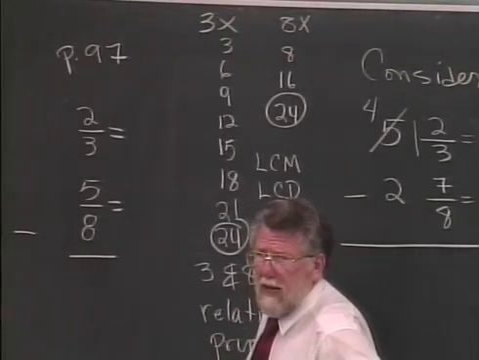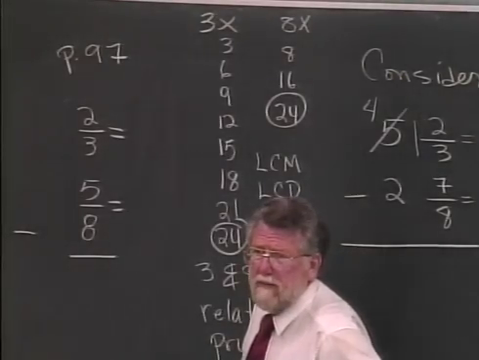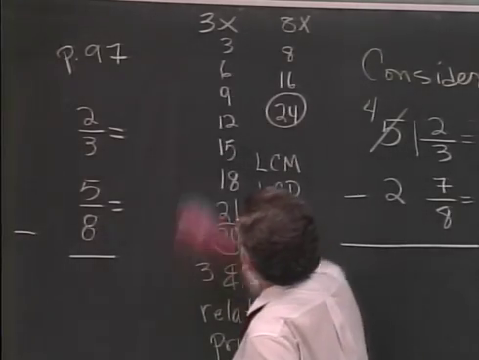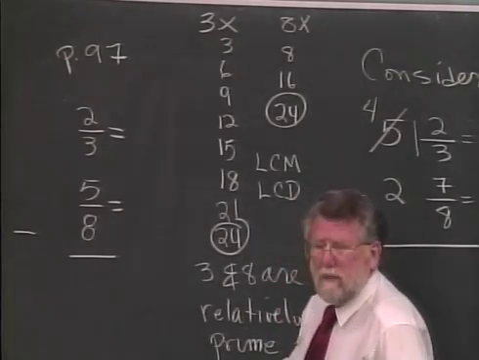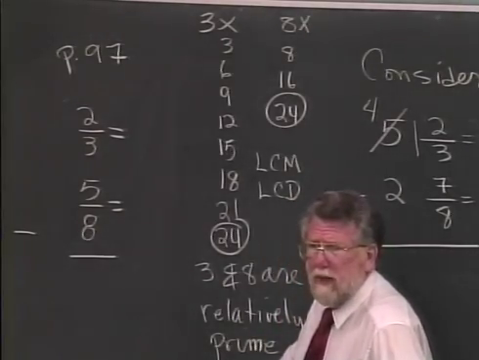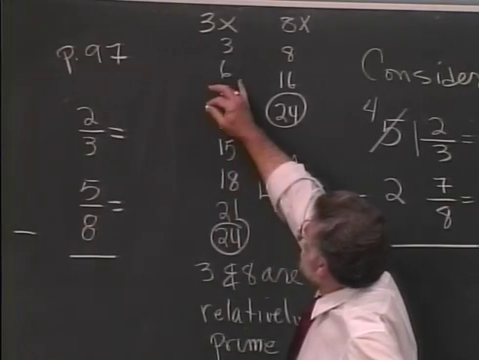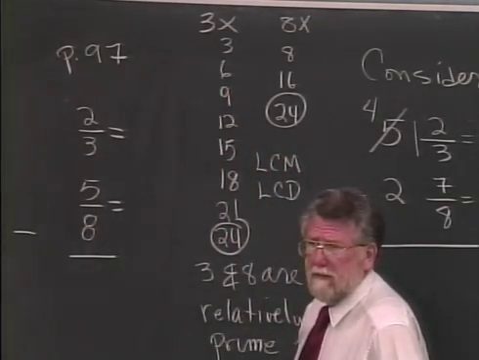That just means I'm counting by 3s and 8s. And this is the problem up here. So I'm counting by 3s. That means I take 3 times 1, 3 times 2, and so on. And so I get this list of multiples. Notice it starts with 3.